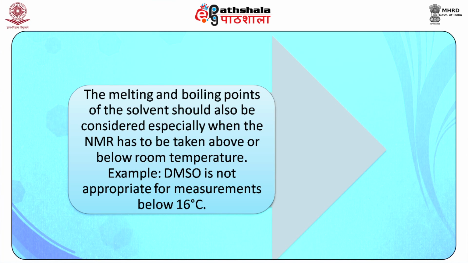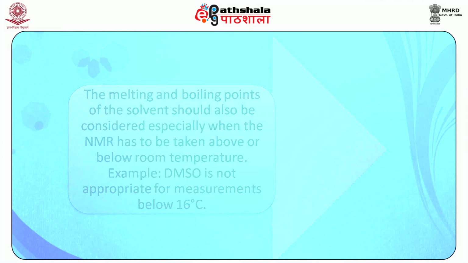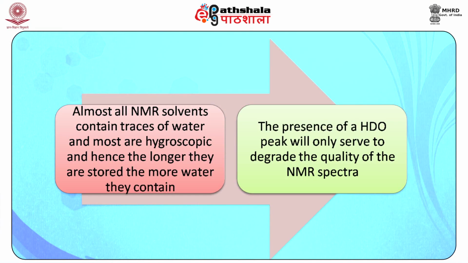Third in this factor would be temperature. The melting and boiling points of the solvent should also be considered, especially when the NMR has to be taken above room temperature. For example, DMSO is not an appropriate solvent for measurements below 16 degrees Celsius, as it crystallizes at that temperature. Fourth in this factor would be the residual water peak.